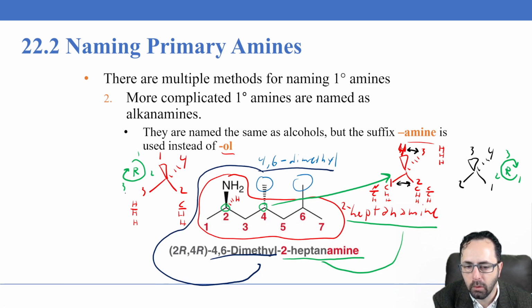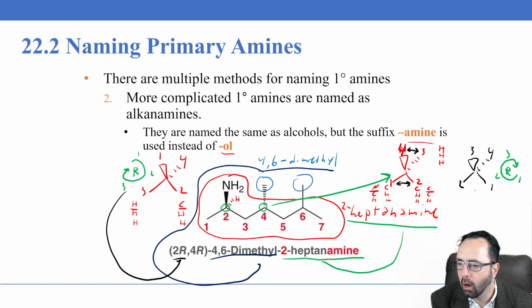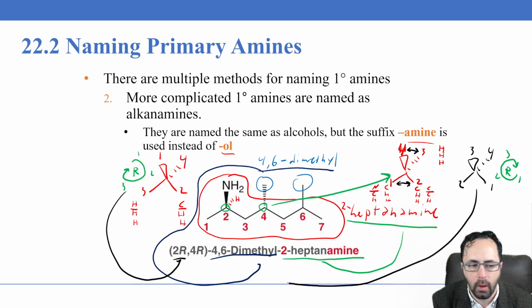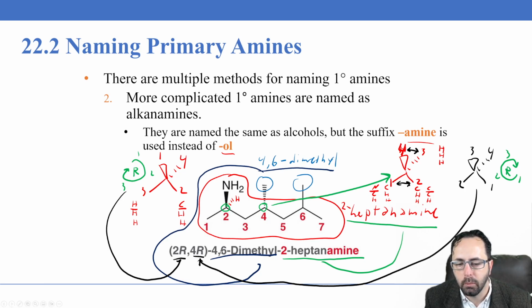So on carbon number 2, we had R, so we put 2R. And on carbon number 4, we also had R, so we put 4R. And we separate these with a comma, and we put parentheses around them. And of course, separate the letters from the numbers with a dash. And that constructs our entire name for the amine.